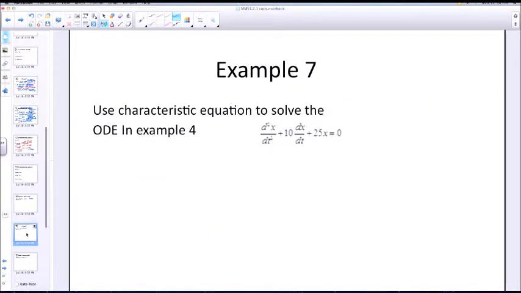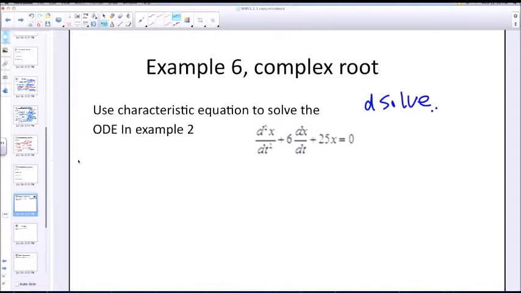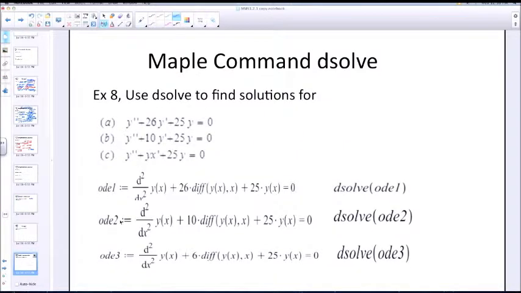How do you look at the complex root? All you need is to remember the Euler formula, nothing else. And now skip to the Maple command. First, let me give you 3 examples. Again, let me change this. That's 26, that's 6. Have 3 different B, the damping factor. The first one is 26, big. The second one is 10, in the middle. The last one is 6, small. The K, again, 25.